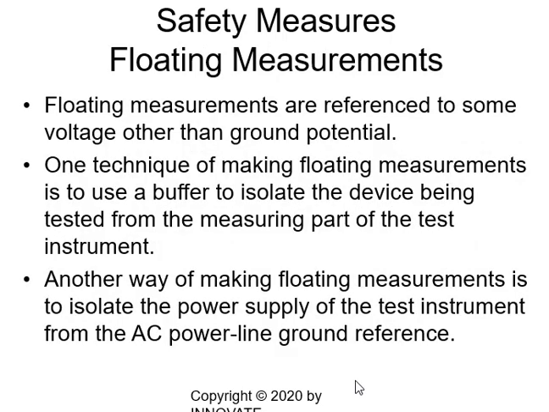Floating measurements. Floating measurements are referenced to some voltage other than the ground potential. One technique of making floating measurements is to use a buffer to isolate the device being tested from the measuring part of the test equipment. There are many buffers produced by many companies available in the market. Another way of making floating measurements is to isolate the power supply of the test instrument from the AC power line ground reference. Again, there are many isolators that you can buy to do that.